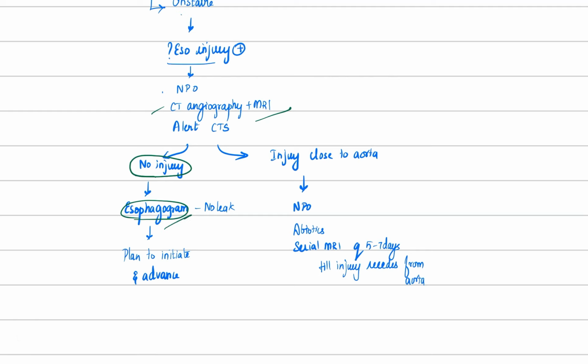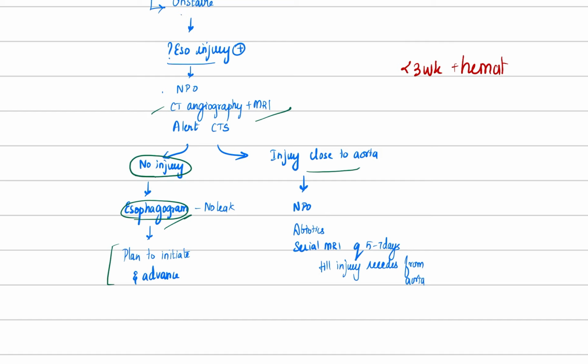If that is also not there, then well and good, you can slowly initiate diet and advance. If you find something close to the aorta, then keep the patient NPO, monitor, and follow up. And remember, any patient who's coming within 3 weeks with hematemesis, always suspect injury.